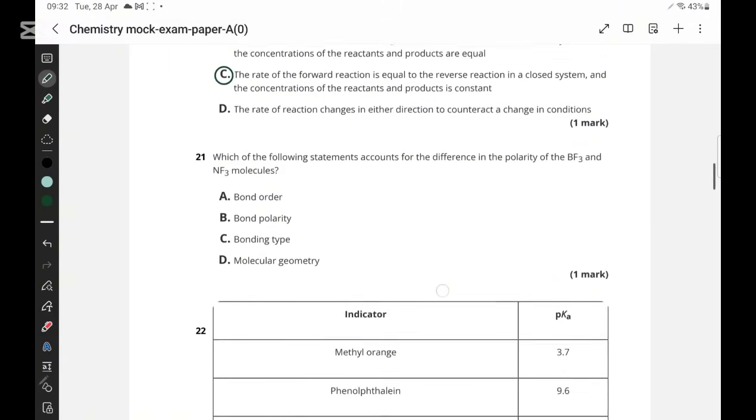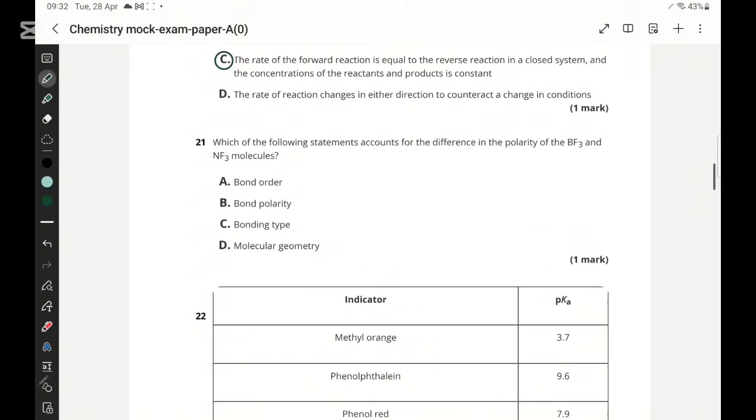Which of the following statements accounts for the difference in polarity of BF3 and NF3 molecules? So first of all, this is BF3.